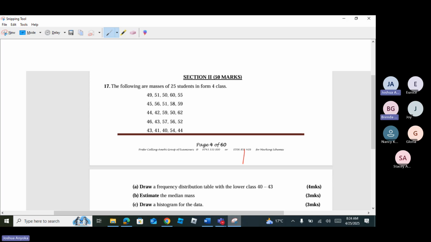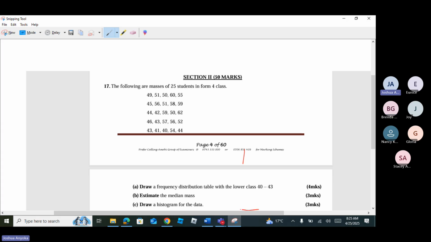The following are masses of 25 students in a Form 4 class. Question A, draw a frequency distribution table with the lower class 40 to 43. B, estimate the median class. C, draw a histogram for the data.